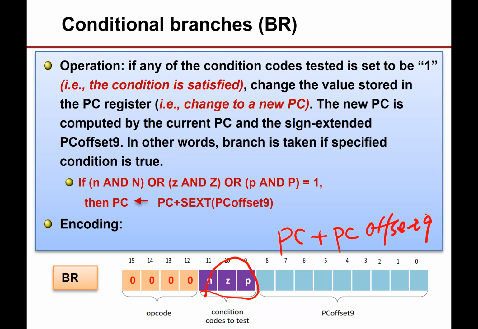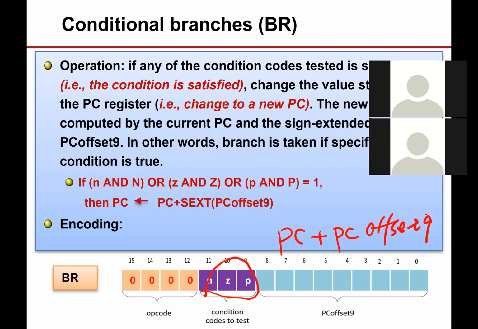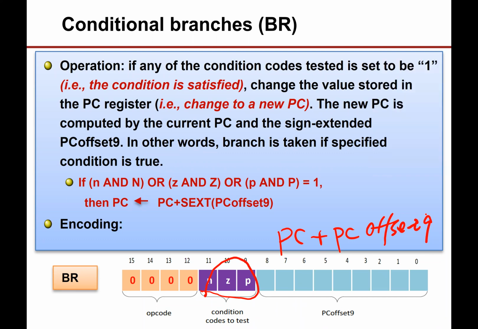When we say one condition is satisfied, what does that mean? It means the condition and the condition code, at least one of them here equals 1. So this means the condition is met.